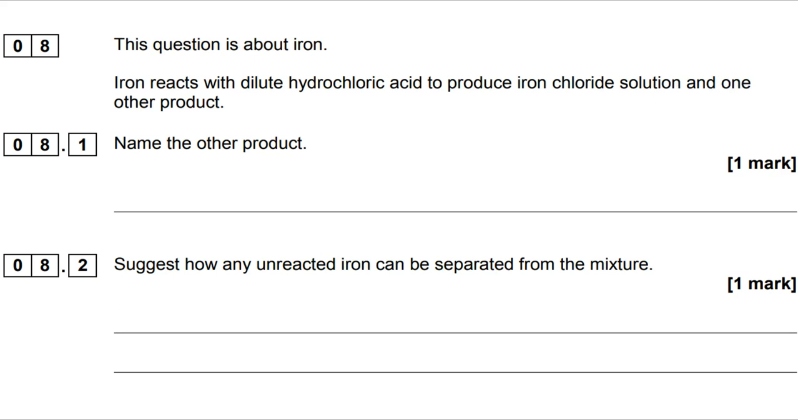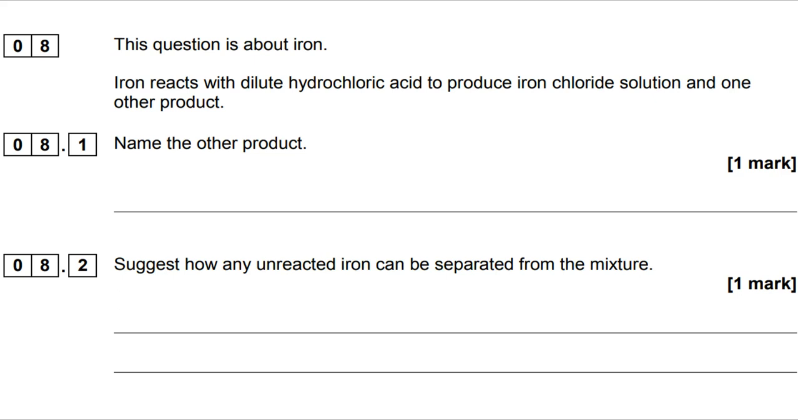This is AQA GCSE Coordinated Science Chemistry Higher Paper 1 from June 2018, and this is question 8. The question is about iron. Iron reacts with dilute hydrochloric acid to produce iron chloride solution and one other product.